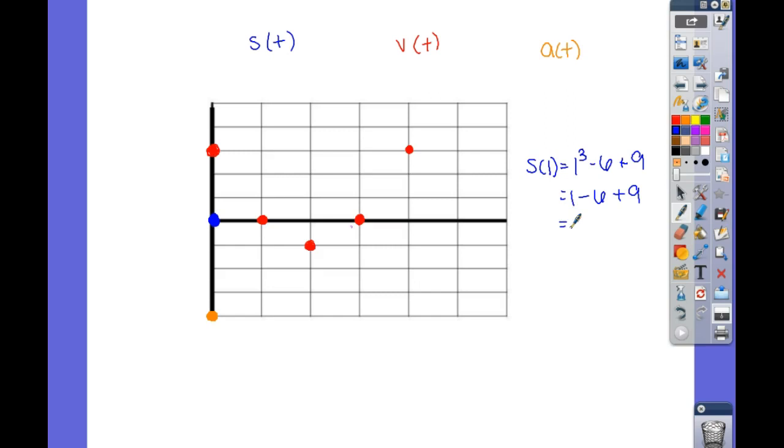So 1 minus 6 is negative 5. Negative 5 plus 9 is 4. So at S of 1, we're at 4. That means at S of 2, my graph better be lower than that one.